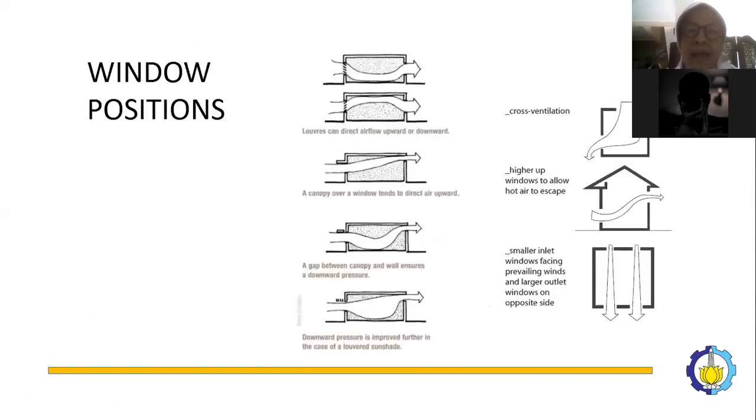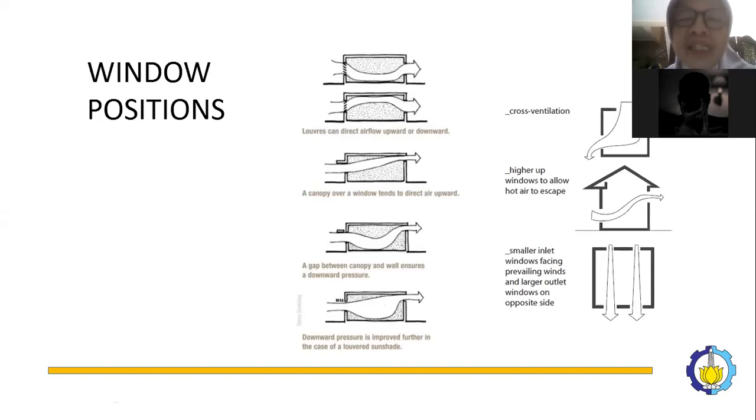Now the other aspect to direct the air movement is the fenestration or window element. Here we call it a window element on the facade, by positioning the louver like this or like this.